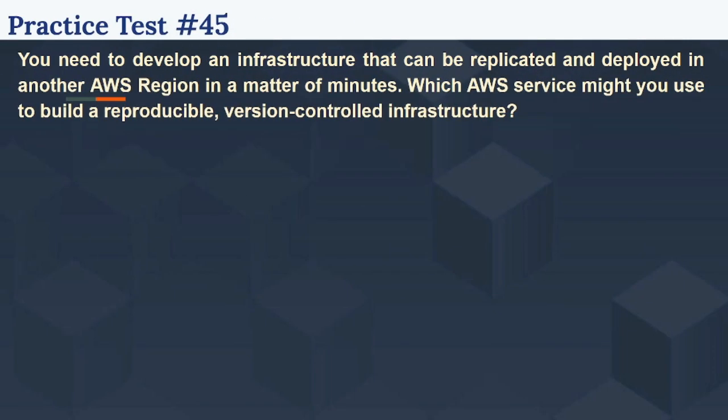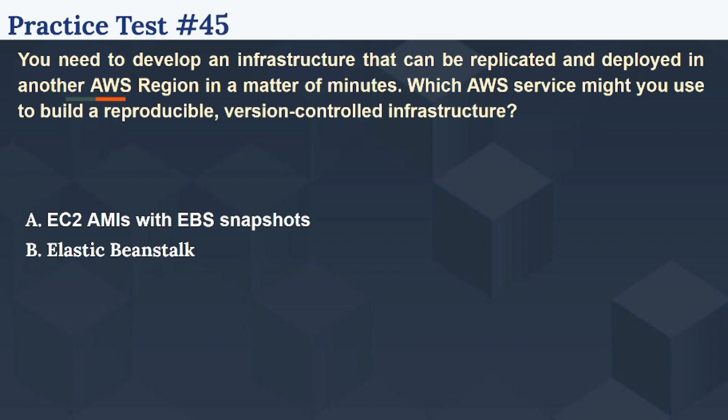So the 45th question is: you need to develop an infrastructure that can be replicated and deployed in another AWS region in a matter of minutes. Which AWS service might you use to build a reproducible, version-controlled infrastructure? So the options are: Option A, EC2 AMIs with EBS snapshots. Option B, Elastic Beanstalk. Option C, CloudFormation. Option D, CloudWatch. Please select your answer in the next 5 seconds.